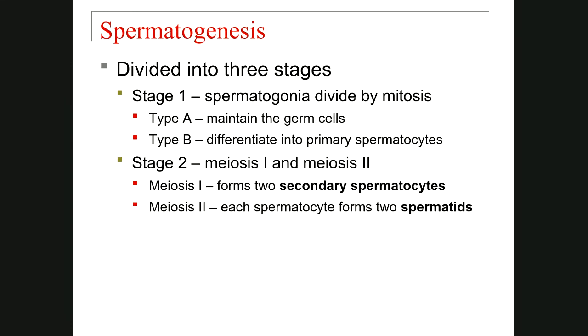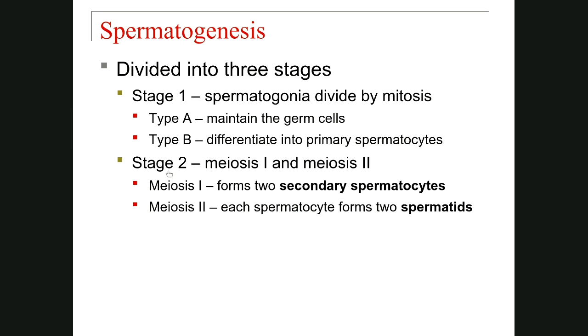All the information you need is here. Spermatogenesis is divided into 3 stages. In the first stage, a spermatogonia, or germinal cell, divides by mitosis. They make 2 types of cells. One cell is type A, which is maintained as a germ cell on the basement membrane and does mitotic division again. And the other cell is called type B, which differentiates into a primary spermatocyte.